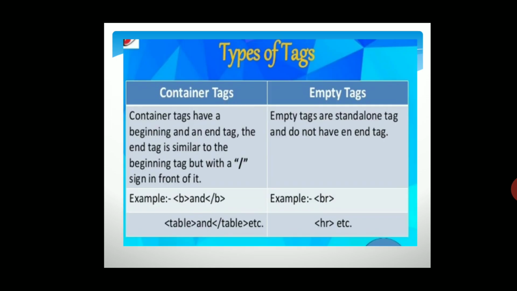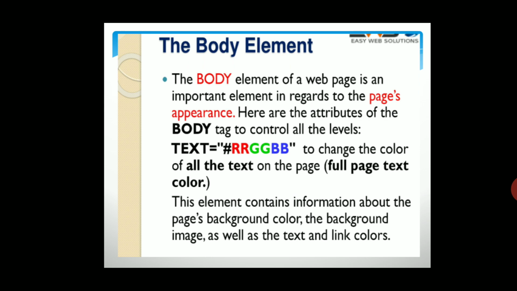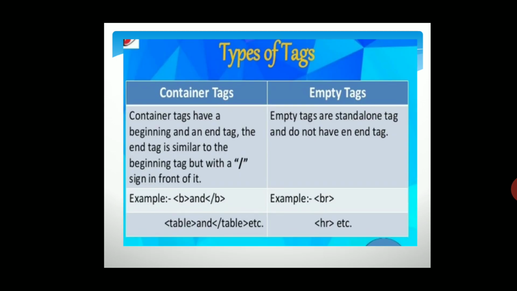so now the types of tags. What are the types of tags in our HTML code? Okay, so there are basically two types of tags. First one is container and empty tags. Means container tags are those which have a starting tag as well as a closing tag. Closing tag always closes with this forward slash. Okay, and empty tags means those which have only an opening tag, not the closing tag.